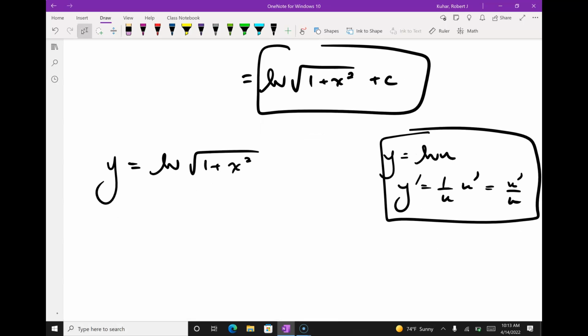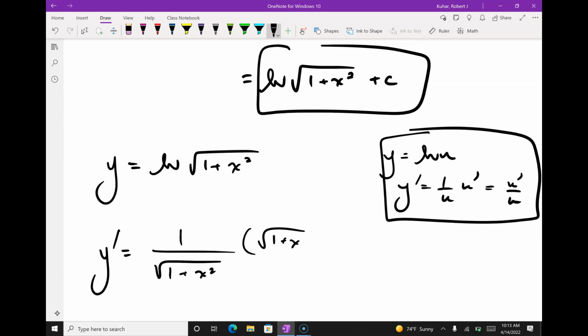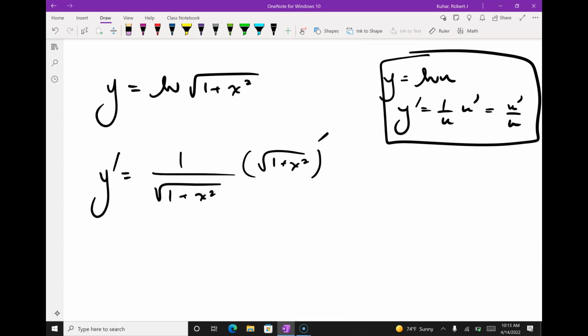So how do I do this derivative? What's the inside? Square root of 1 plus x squared. And then I need the derivative of that. I need the derivative of the inside. Oh, that's u prime. So what do I get? What's my derivative there?